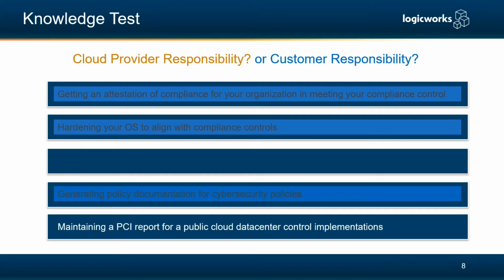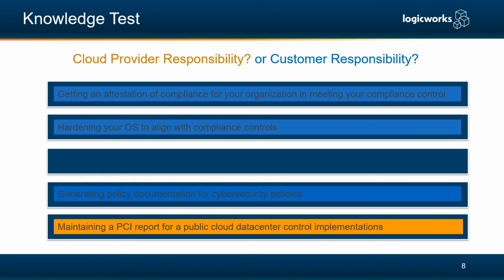And how about this one? Maintaining a PCI report for a public cloud data center and control the implementations that are needed for that compliance. That would be the responsibility of the cloud provider. Let's go through the last one here. Regularly reviewing access controls and permissions, which I find a lot of customers don't do. The initial setup is always perfect, of course, building a brand new greenfield deployment, but going back and reviewing those access controls, making sure that we're not giving excessive permissions to users, that is a task for the customer as well.